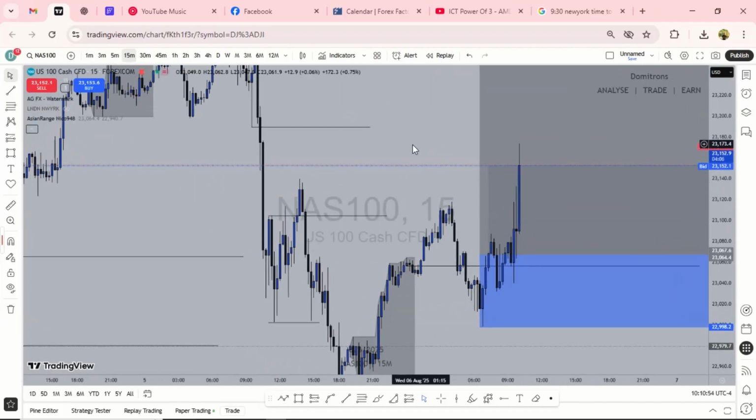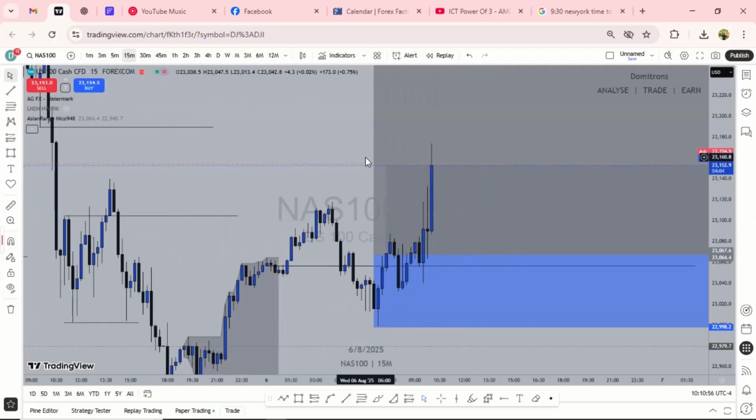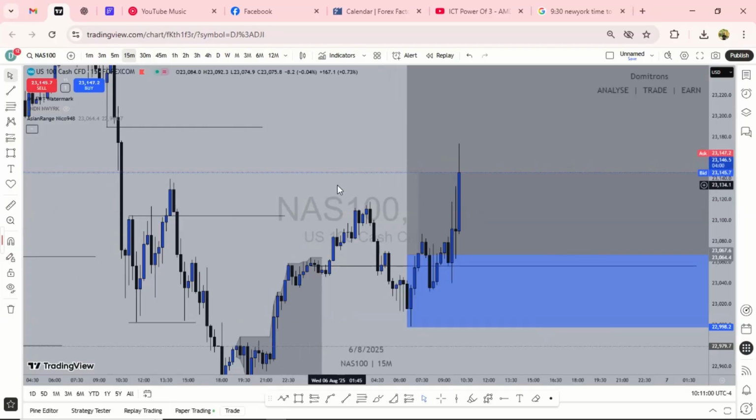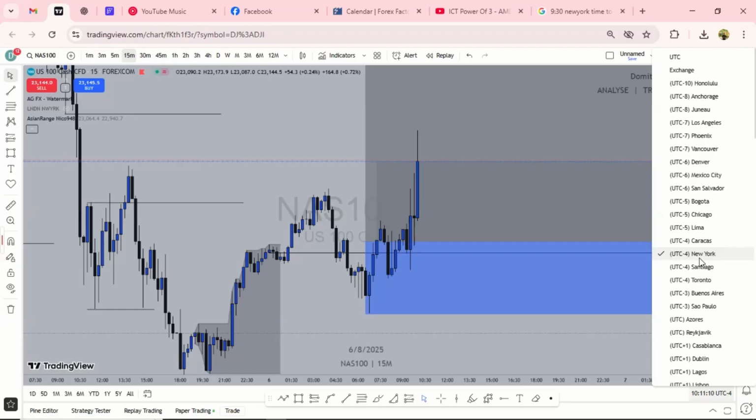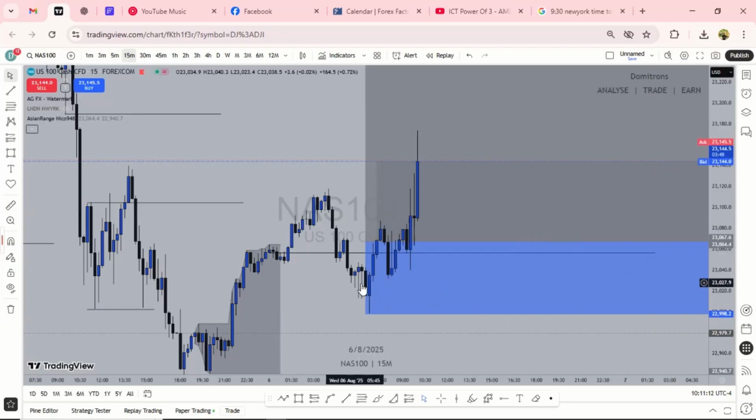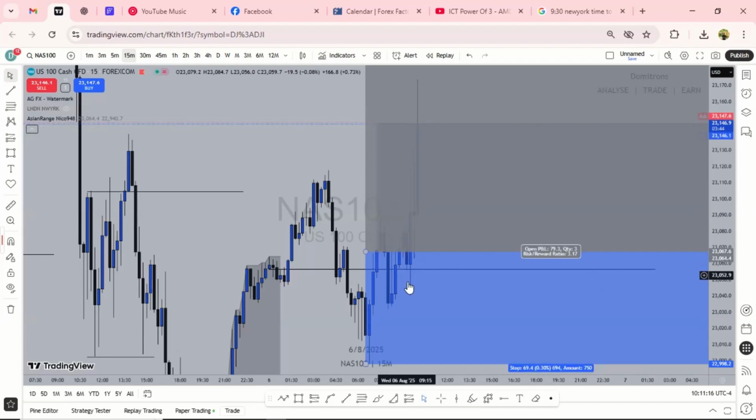Now the most reasonable time in which the market moves is during the New York session, and that is 9:30 New York time. I set my TradingView on UTC-4, which is New York, so I'm using New York time. You can actually see that the big move happened during when? During 9:30 New York time. We now see that big move.